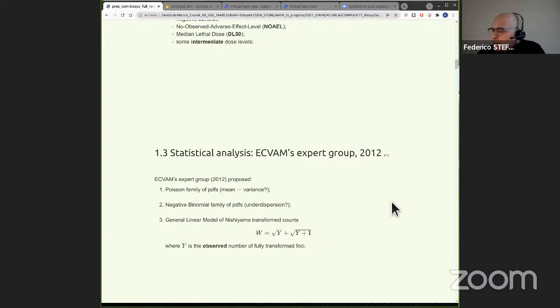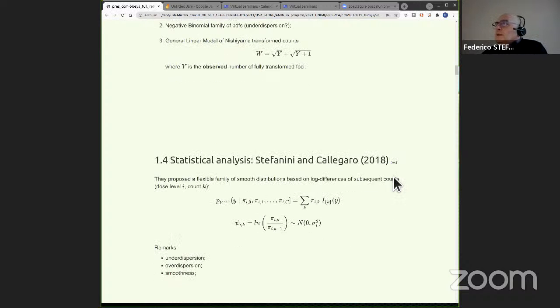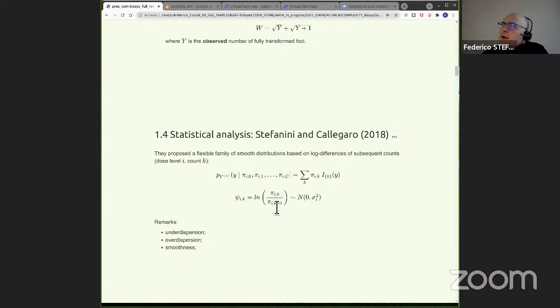And this is a critical point, for example, if you use predictive distribution to impute missing values. And so in 2018, together with my former student, Giulia Callegaro, we proposed a different class of model by associating a parameter pi_ik, for dose level i, count k, to each possible value of variable y. And we impose some smoothness by assigning a normal distribution to the logarithm of the ratio pi_ik over pi_i,k-1. So we were able to take into account possible underdispersion, overdispersion, as well as smoothness.